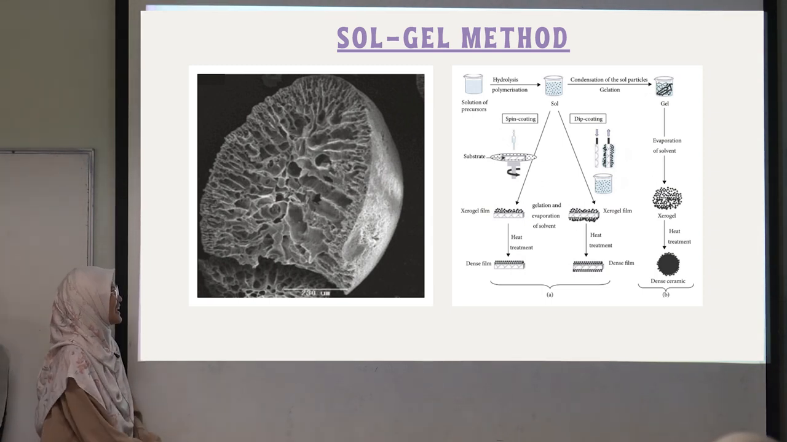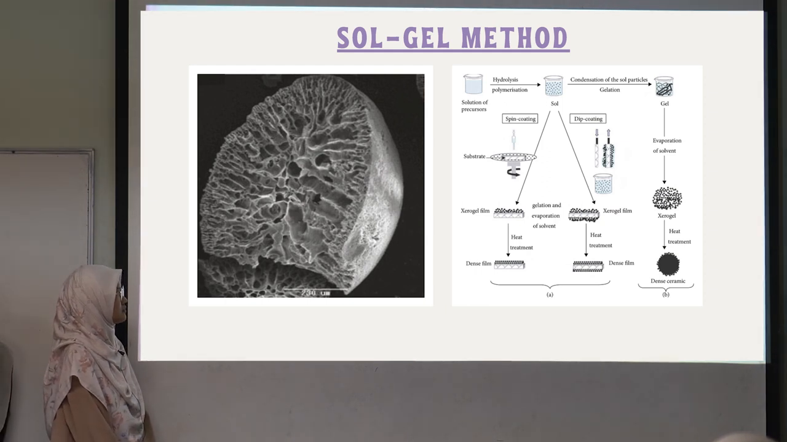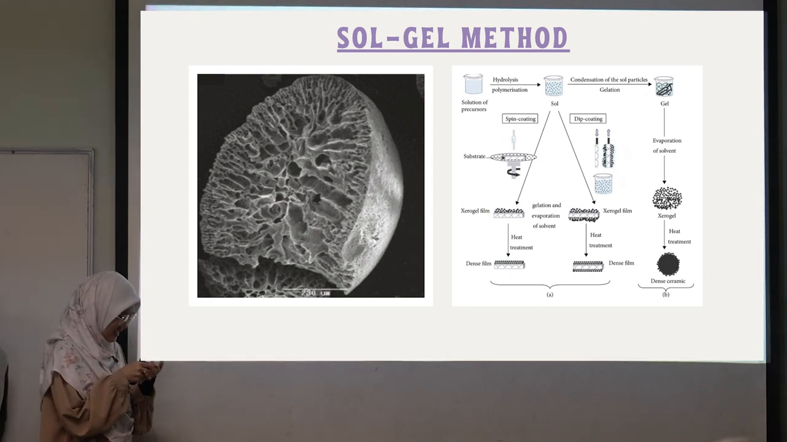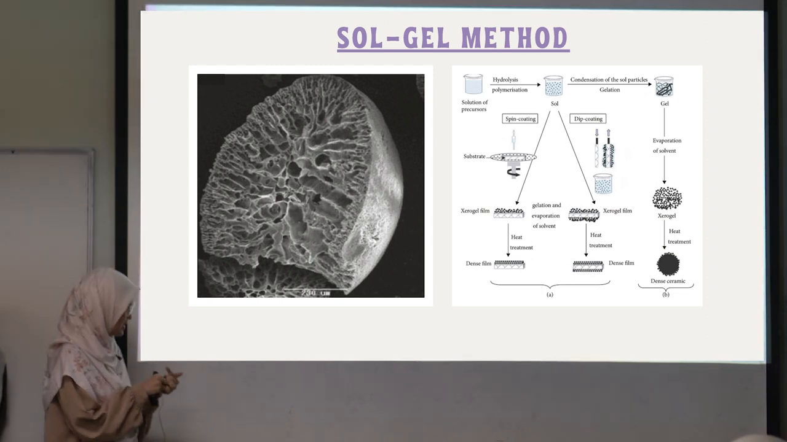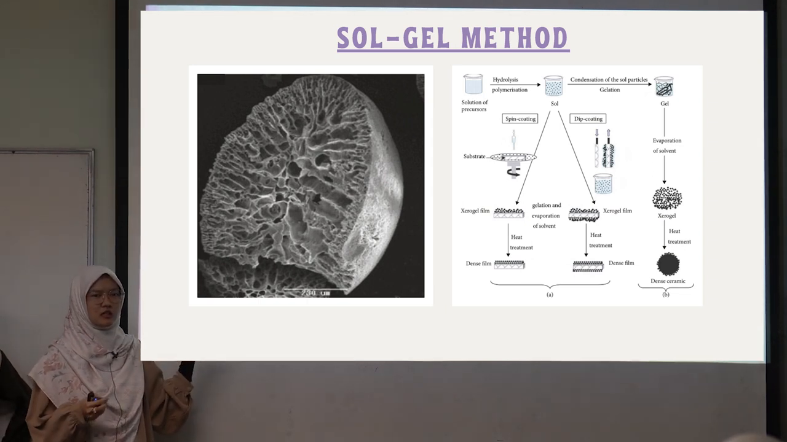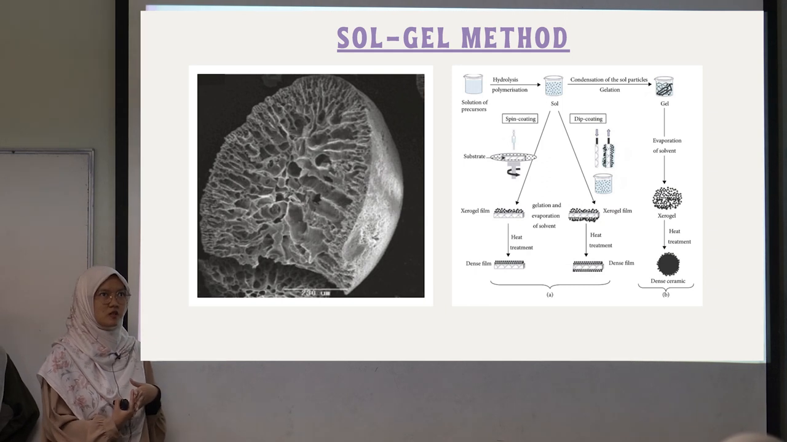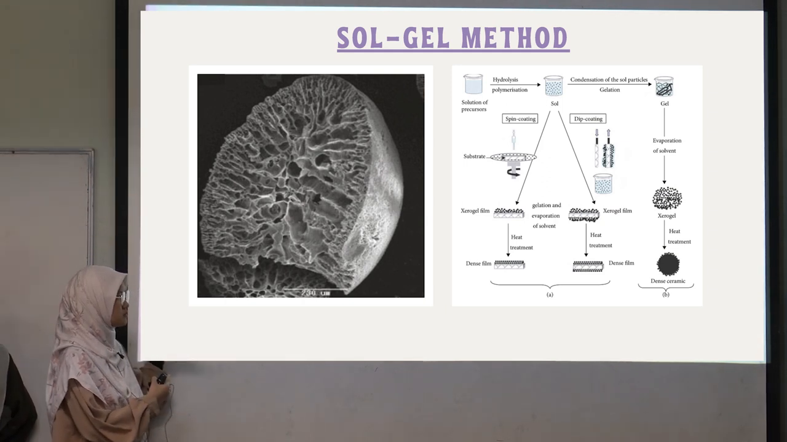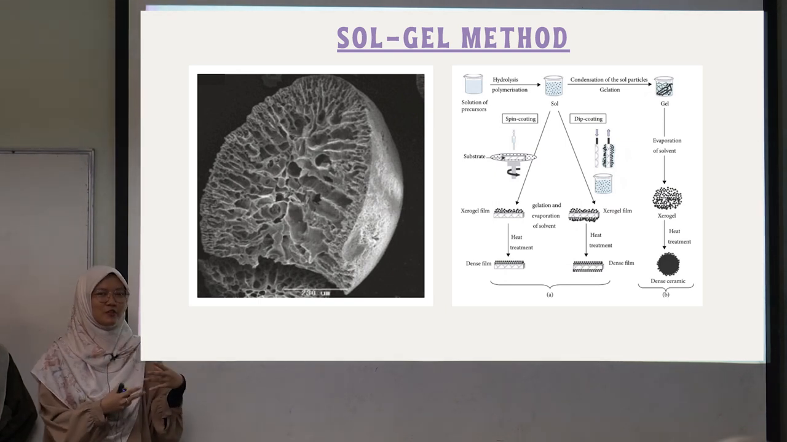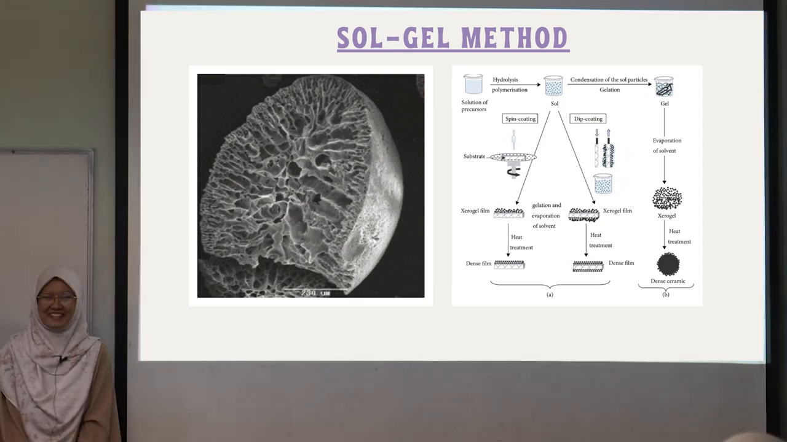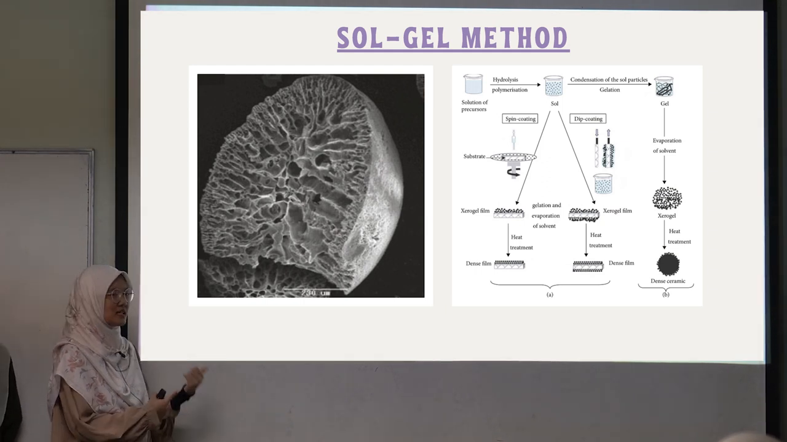Gentle drying of the solvent. Okay, and then since the gel obtained is accompanied by its shrinkage, we have to be careful with the temperature condition so that it will not crack, so that it will be easy for casting and molding.